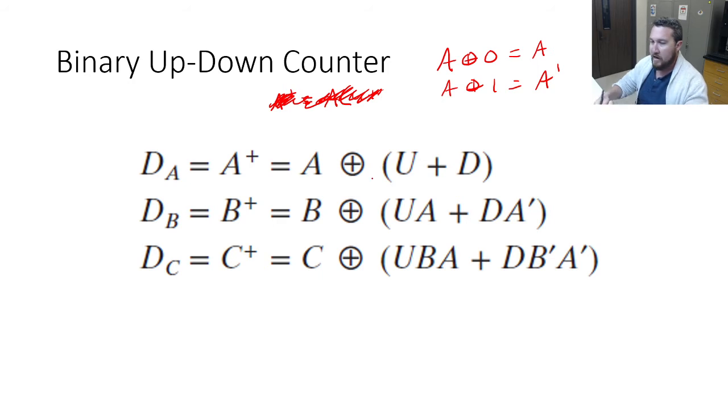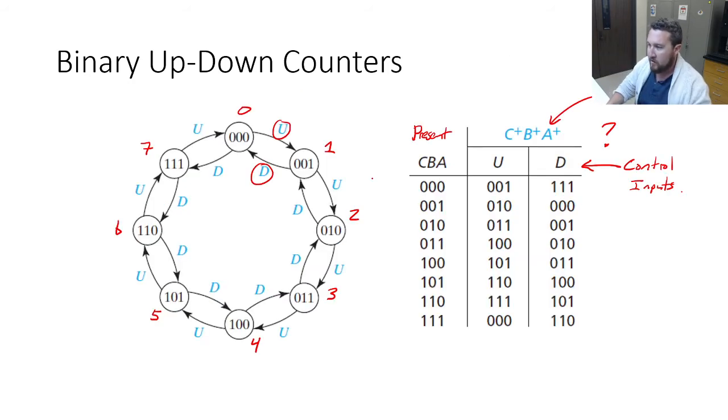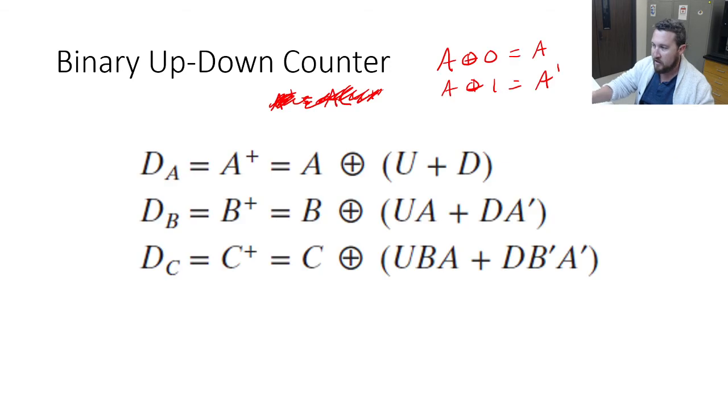And then also when we're counting, no matter which way we're counting, up or down, in both cases the A bit is always toggling. So it doesn't make a distinction between one or the other, right? So as long as U or D is 1, A doesn't care. A is toggling. A is doing the thing.